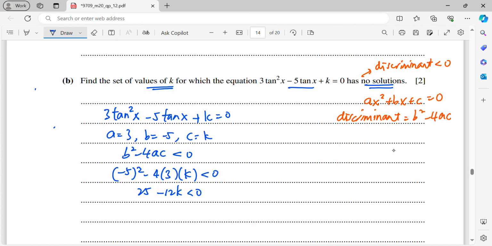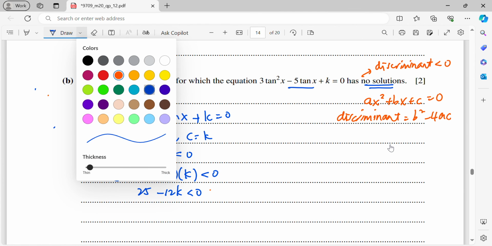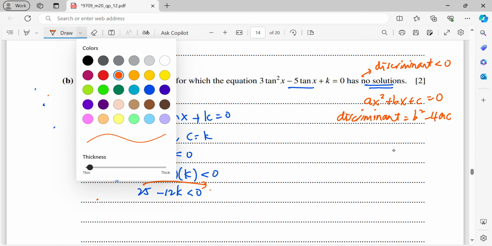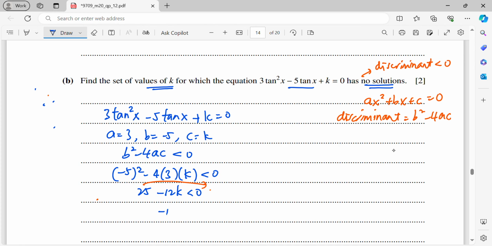To get k, I will move this negative 12k. You have two methods. Either you move the negative 12k to the other side, or you move 25 to the other side. Probably I show you both. So I move 25 to the other side. Right? So here I will get negative 12k less than negative 25.